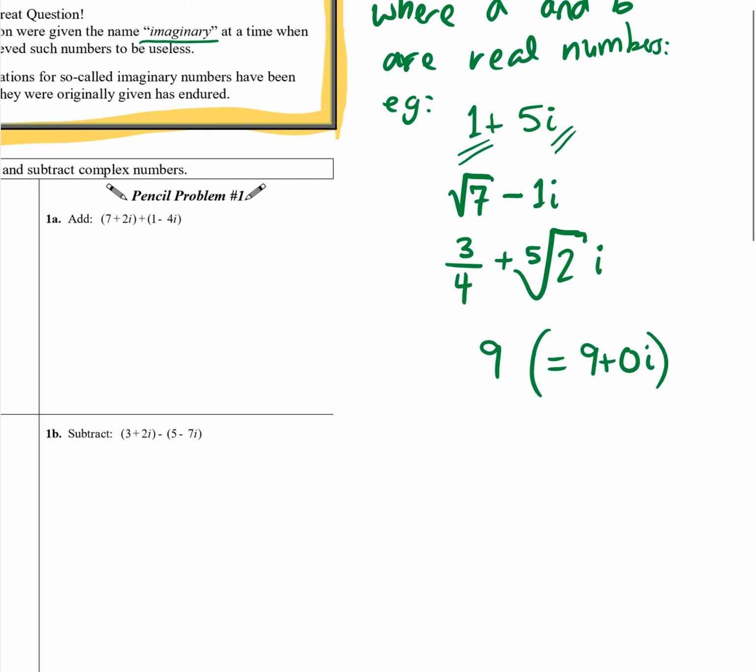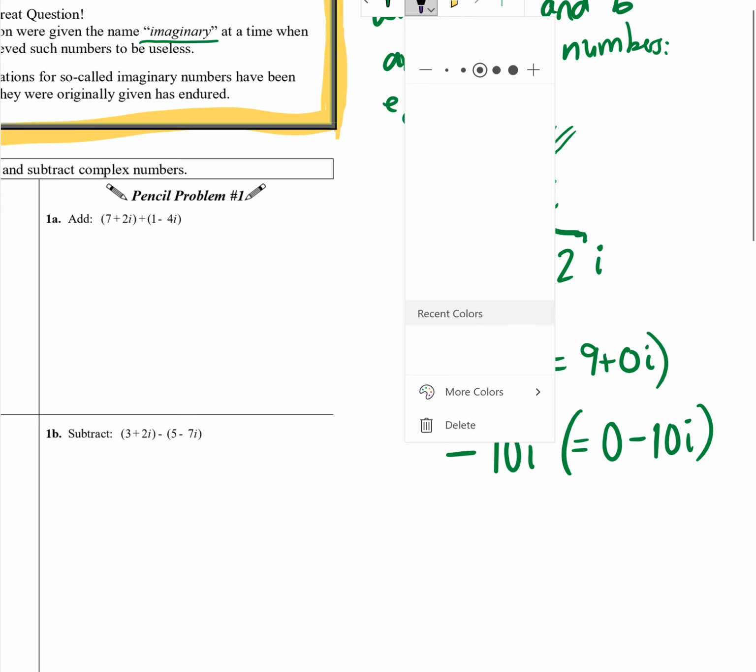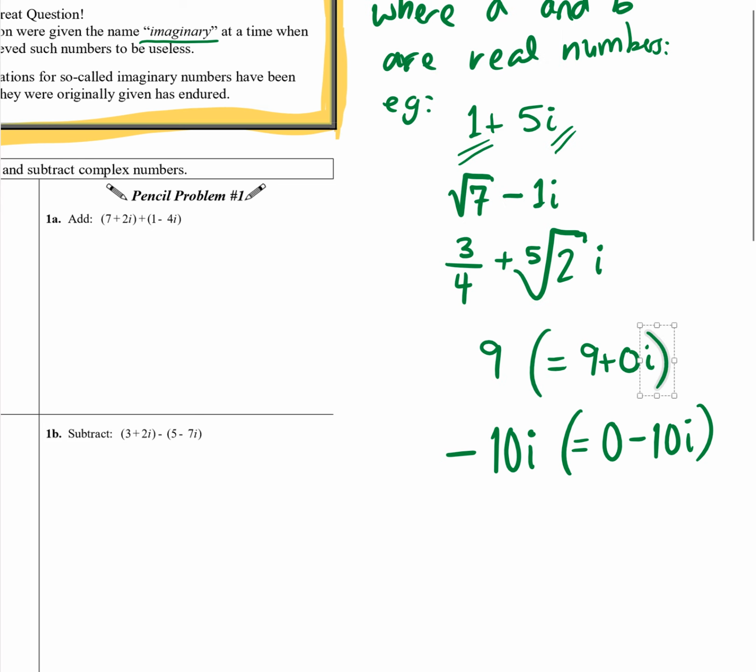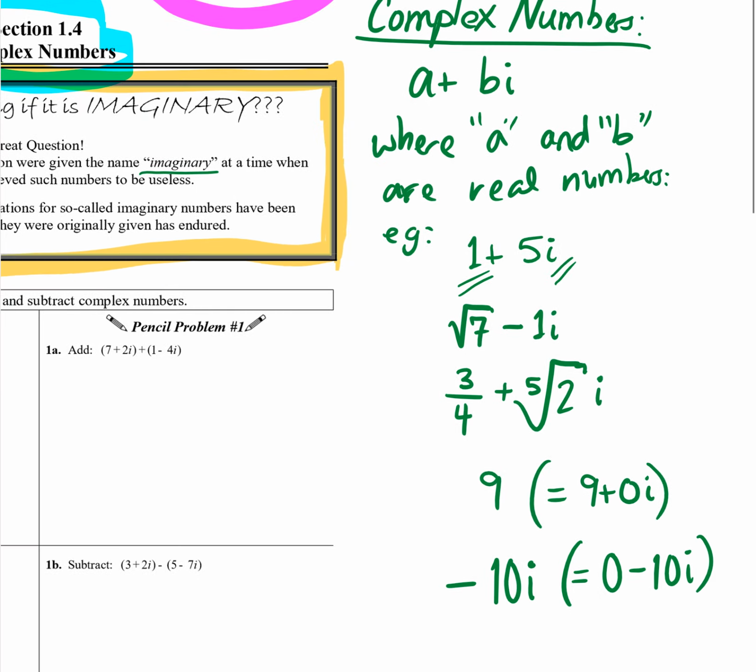And then there's also the ones that are completely imaginary, so just something like negative 10i. So that one doesn't have a real portion to it, it just has the complex portion. But you could, similarly to the last part, think of it as 0 minus 10i. And that technically kind of looks more like a plus bi, sort of. Yeah. So that's kind of the idea.